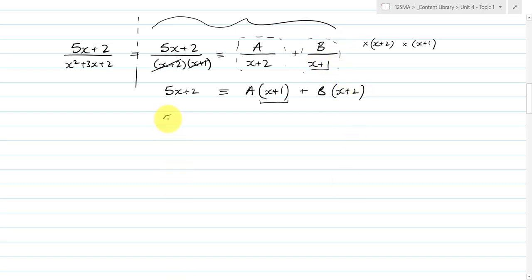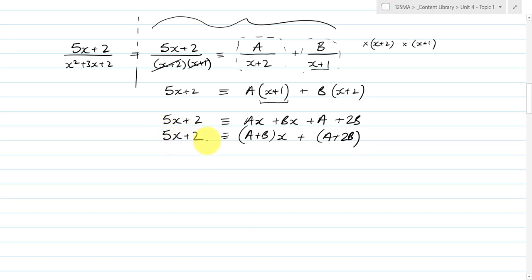Now I can set up my expansion. 5x plus 2 is equivalent to ax plus bx plus a plus 2b. That's my expansion, and I've moved it into constant and linear terms. So I get (a plus b)x plus (a plus 2b), and over here I get 5x plus 2. And what this means is that a plus b has to equal 5 and a plus 2b has to equal 2. That's the only way to make these equivalent statements work, and that's our identity rule.